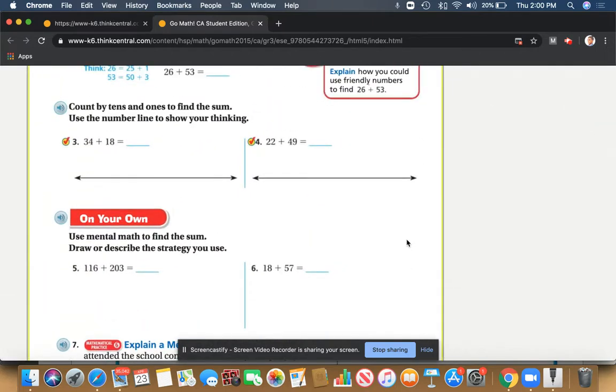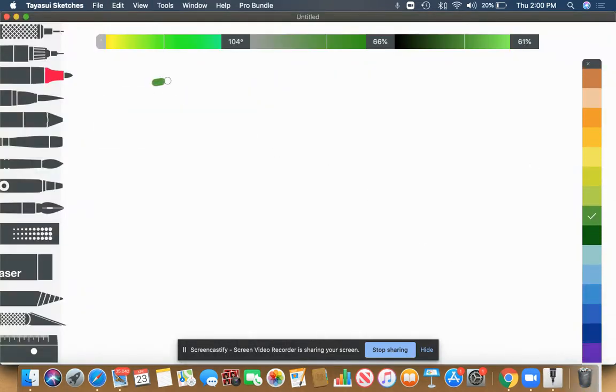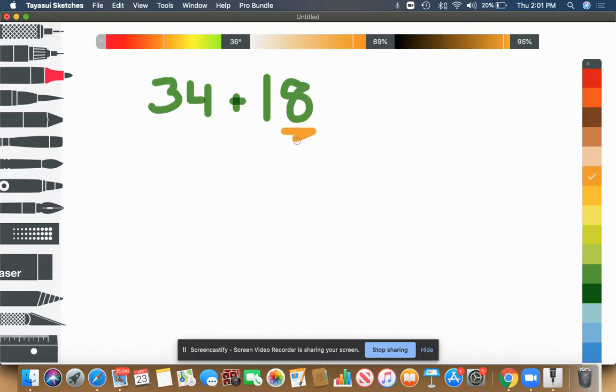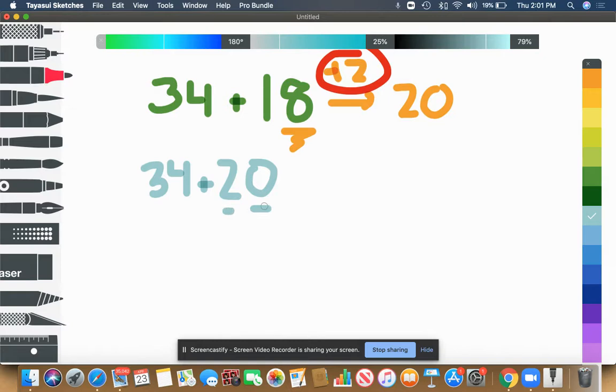For number 3, guys, you have 34 plus 18. Instead of adding 18, which is kind of a hard number to add in my head, if I change the 18 to 20, it becomes a lot easier. So if I add 2 to my 18, it gives me 20. I'm going to come back to that plus 2. My new problem is 34 plus 20, and I can add that in my head because I'm just adding 3 and 2, and I get 54.